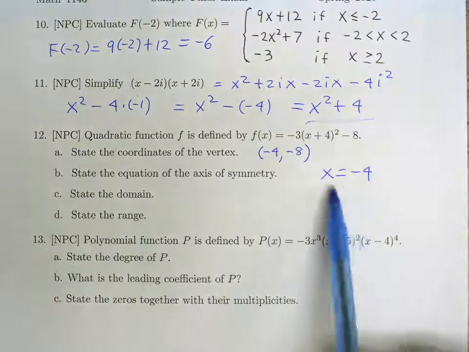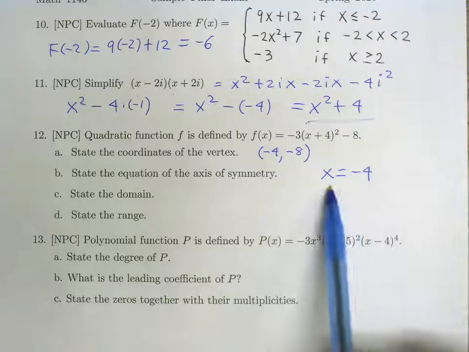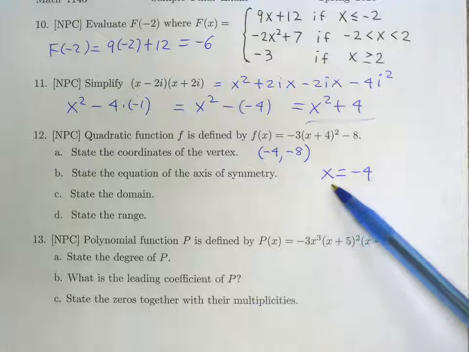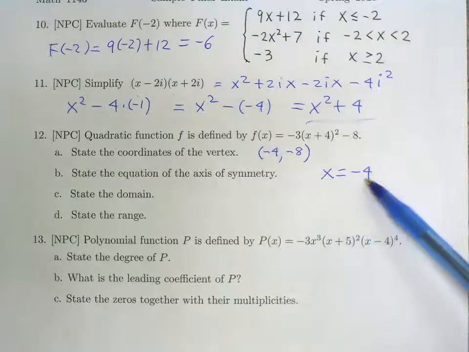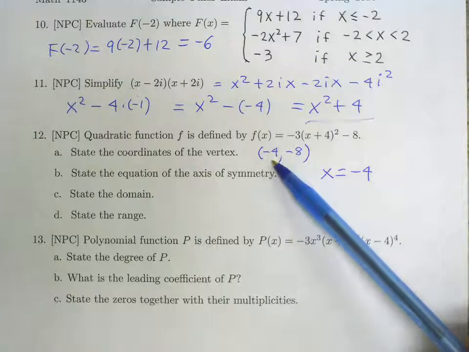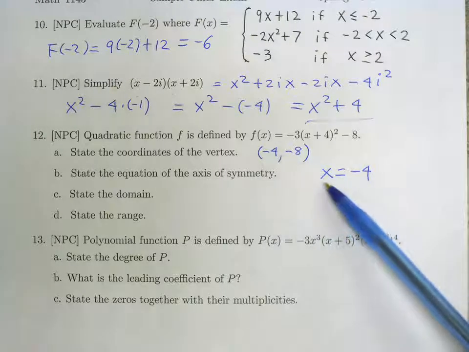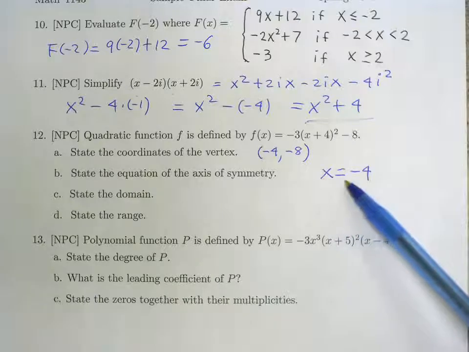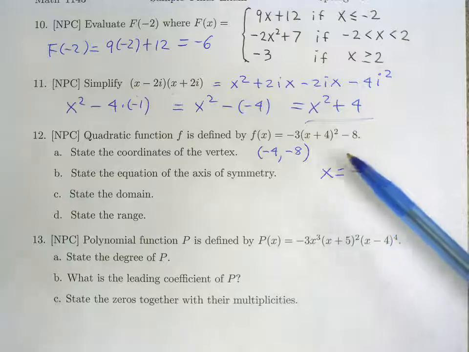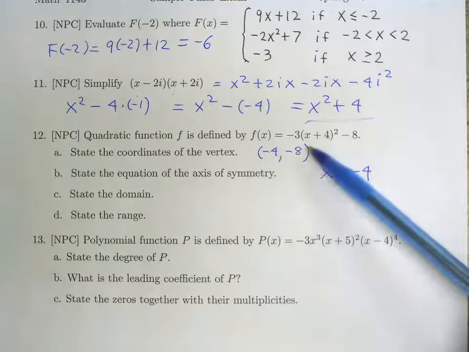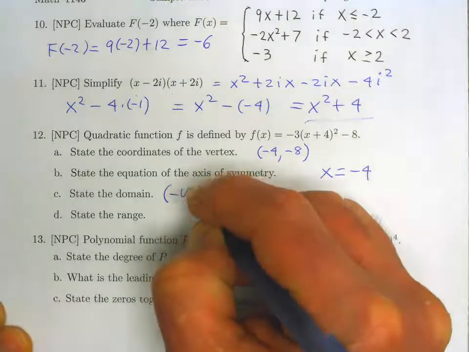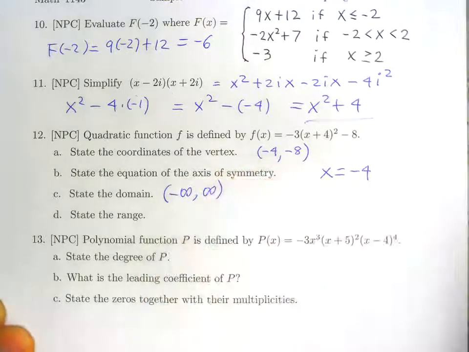This is a vertical line. X equals negative 4 is a vertical line in the xy plane, and for a quadratic function, it's always the vertical line that passes through the vertex. And since the x-coordinate of the vertex is -4, that vertical line is x equals -4. State the domain. The domain of every quadratic function is all real numbers. So from -infinity to +infinity is the domain.